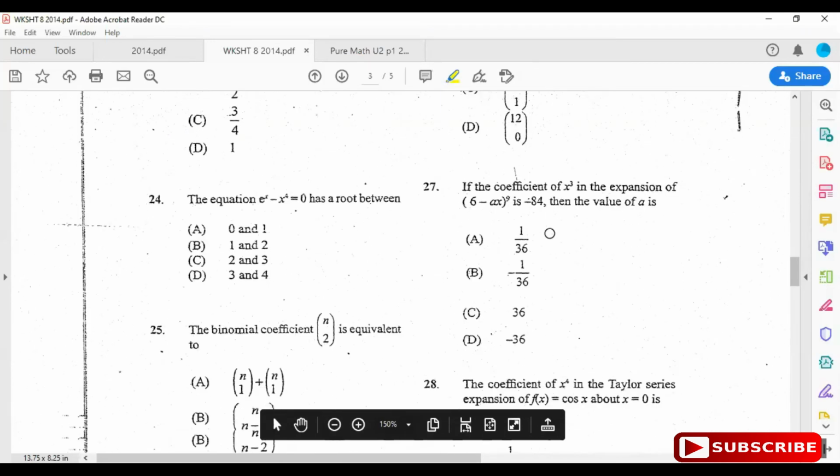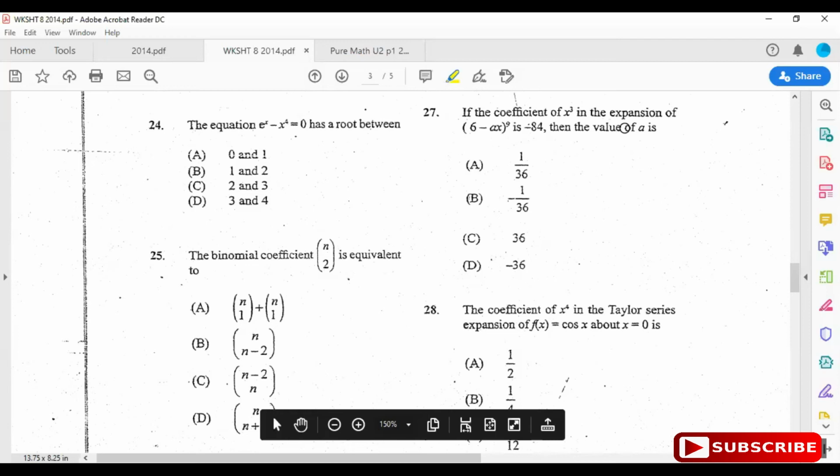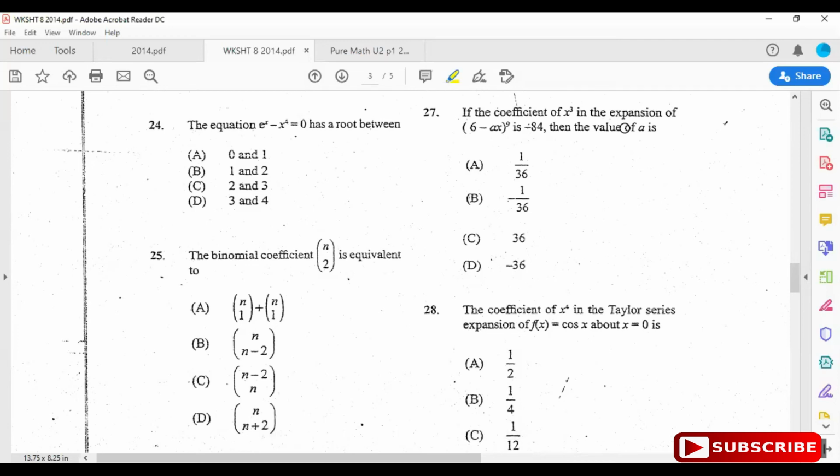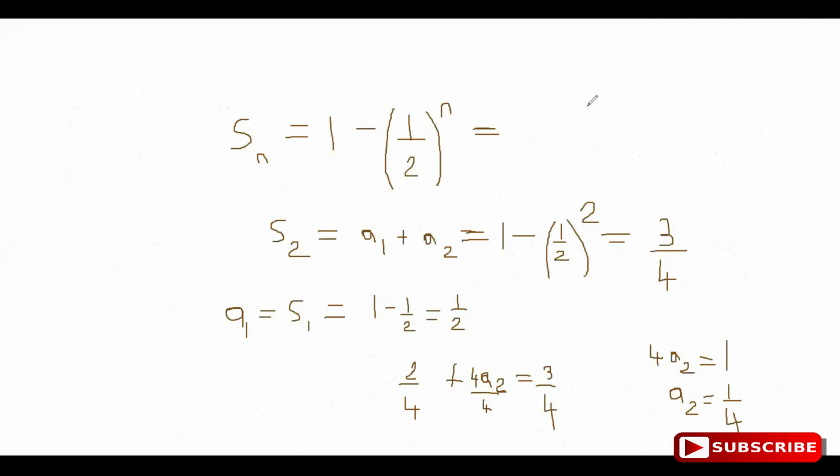All right. Now question 24. Question 24 asks, where is there a root between? In order to find where a root is between a particular interval, we use the IVT. One of them has to be positive, and one of them has to be negative. Exactly. So we use IVT.